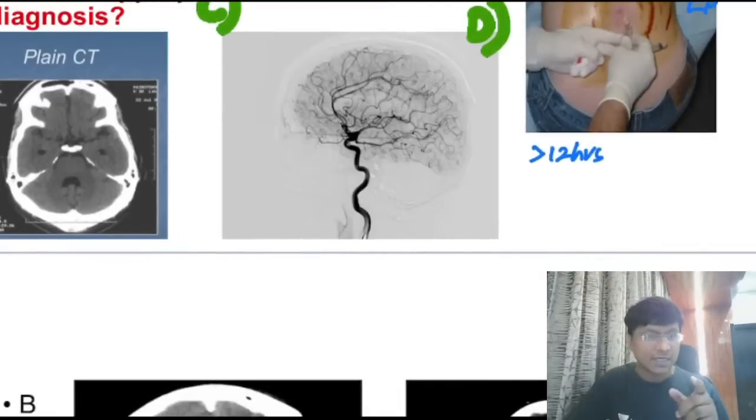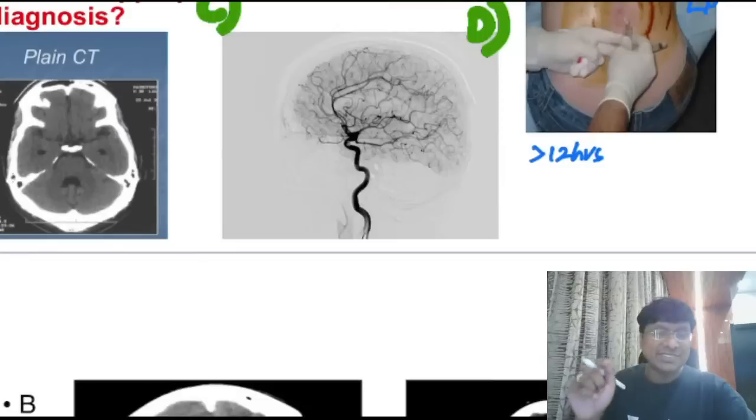If the lumbar puncture is done after 12 hours from the onset of subarachnoid hemorrhage, the red blood cells begin to decompose, right? And the RBCs get mixed with the CSF, and that will result in what is called xanthochromia. A yellow to pink coloration of the cerebrospinal fluid will be there. So when your CT scan is negative, then you can do this particular lumbar puncture.